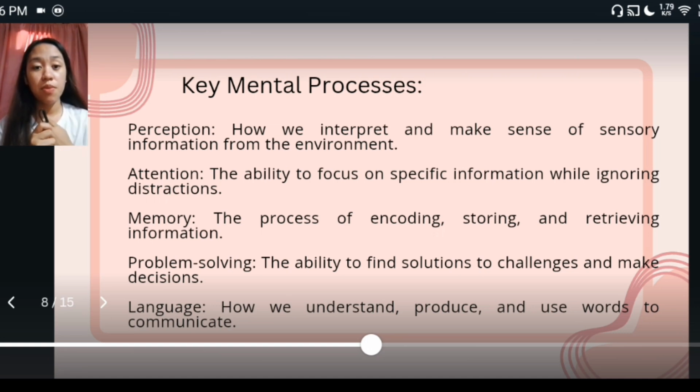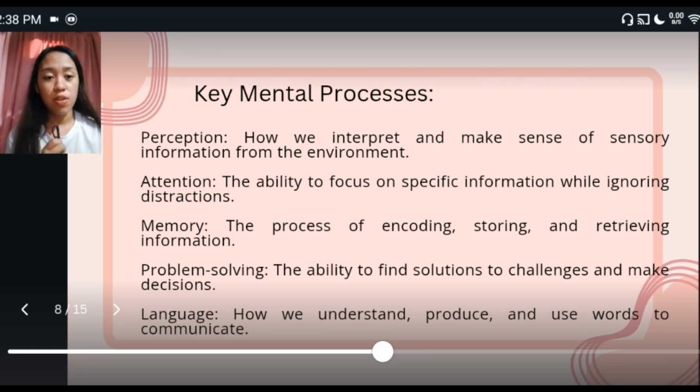For memory, the process of encoding, storing, and retrieving information, how we store the information in our mind. For problem solving, the ability to find solutions to challenges and make decisions. And for language, how we understand, produce, and use words to communicate.